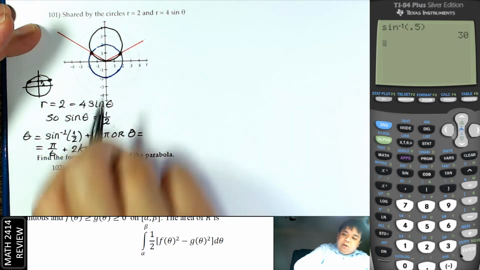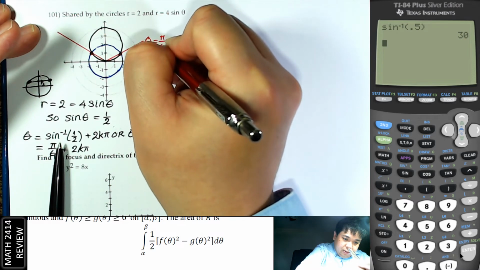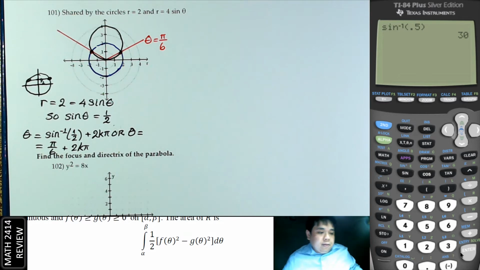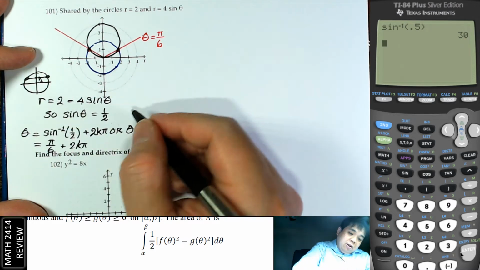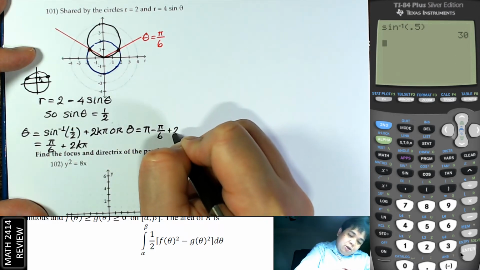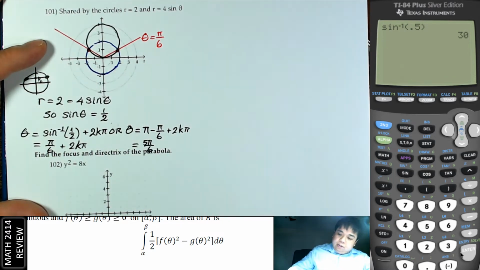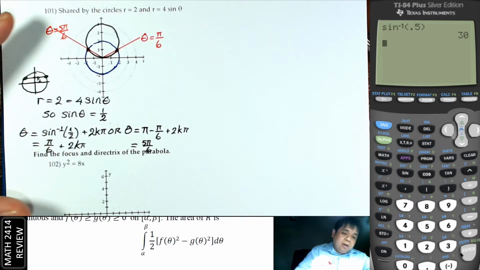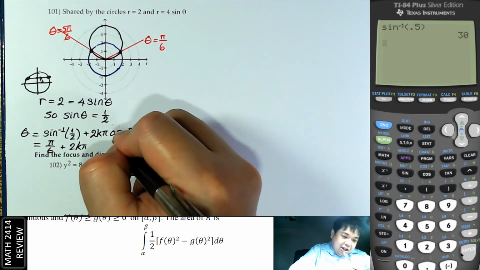So pi over 6 is over here. And then the other one is the supplement of it. I'll take pi minus pi over 6 plus 2k pi. So that's 5 pi over 6. Right, so that is the intersection. Right, that's the easier part.